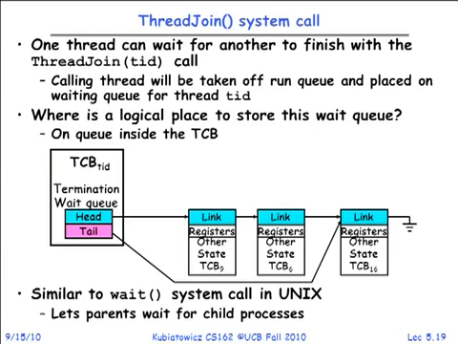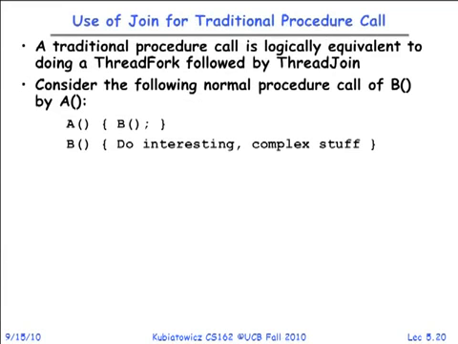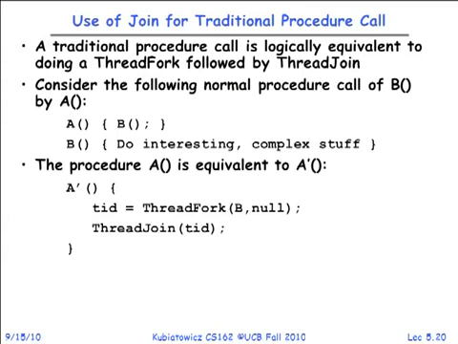Any other questions? Now, a traditional procedure call is logically equivalent to a fork followed by a join. You ready for some silly code? So A calls B. B does some interesting, complicated stuff. Okay? Look at procedure A prime. We thread fork B with no arguments, because B has no arguments. We get a thread ID. We call thread join. Okay? So A prime is logically the same as A.